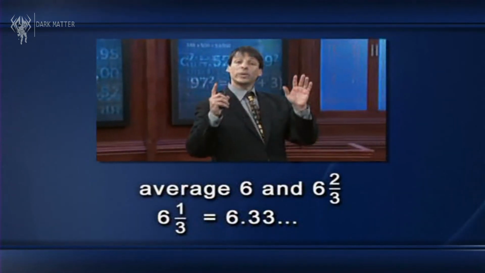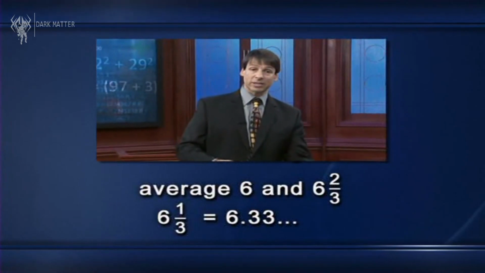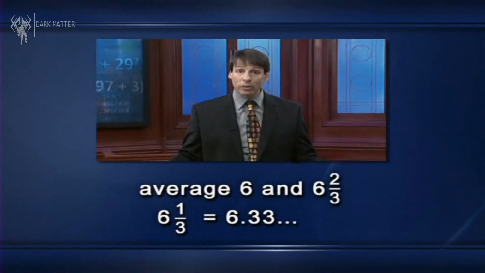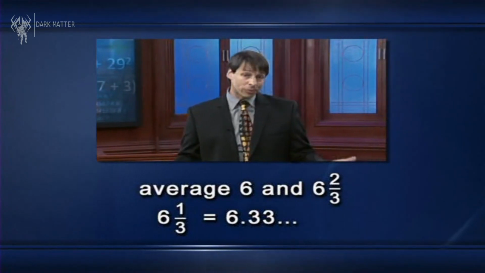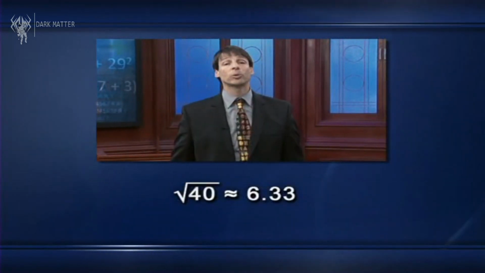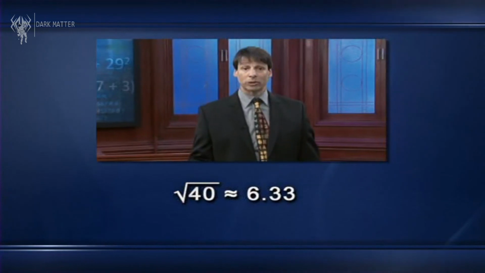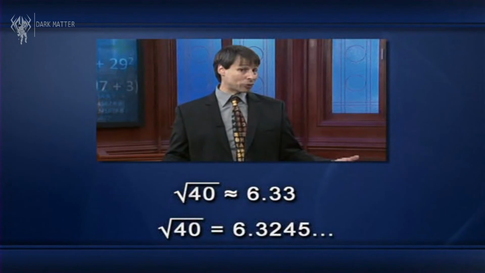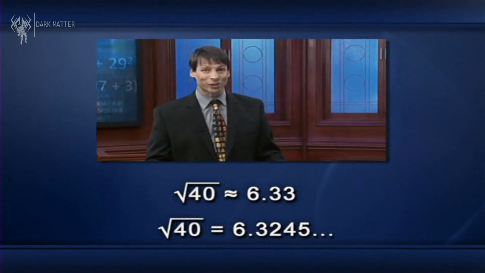So next, we average those numbers, 6 and 6 2/3. Their average is 6 1/3, that's 6.33, so we'll estimate the square root of 40 to be about 6.33. The exact answer begins 6.32, so that's very close.